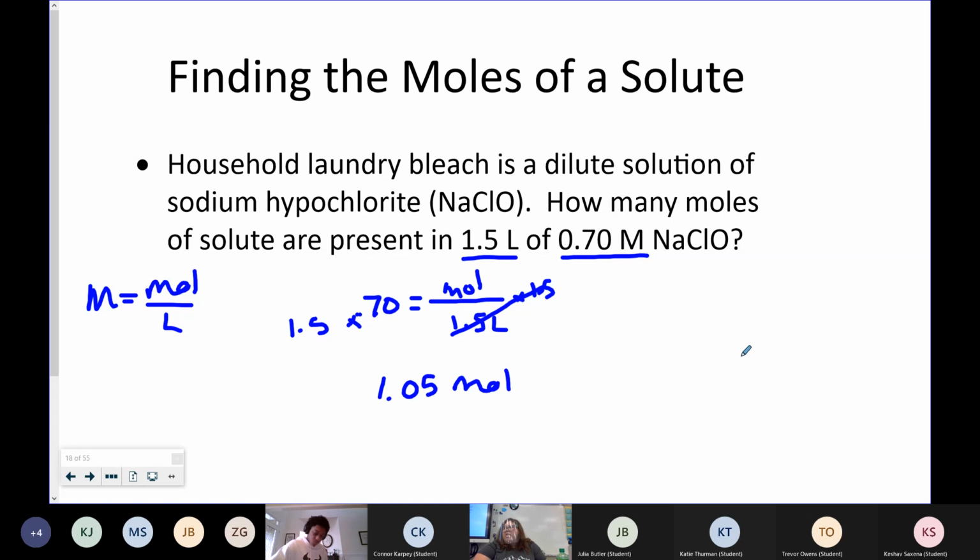So just be aware that you may not always be solving for molarity. You can use that same equation to find moles. You can also use it to find liters. It might even ask you for grams, so once you find moles, you have to change into grams, or it could ask you for milliliters, using those same conversions that we've been doing.